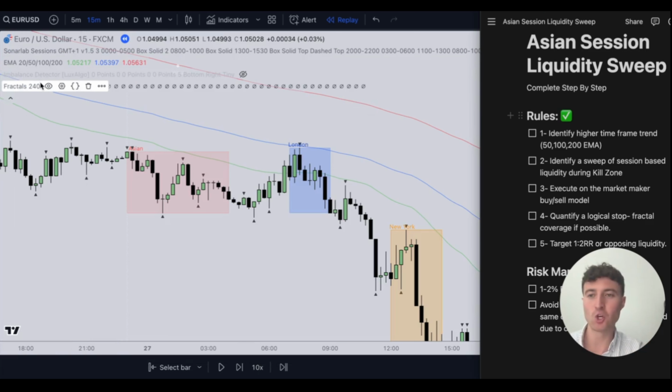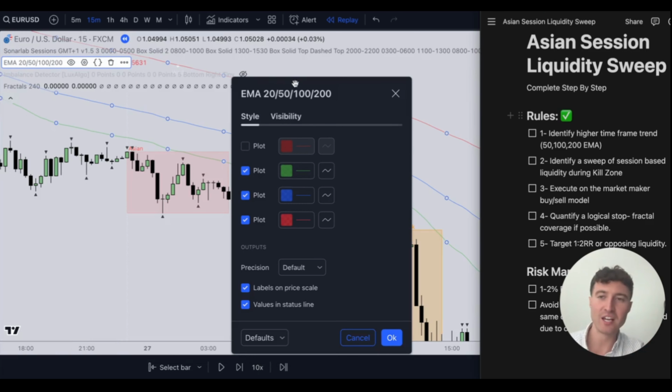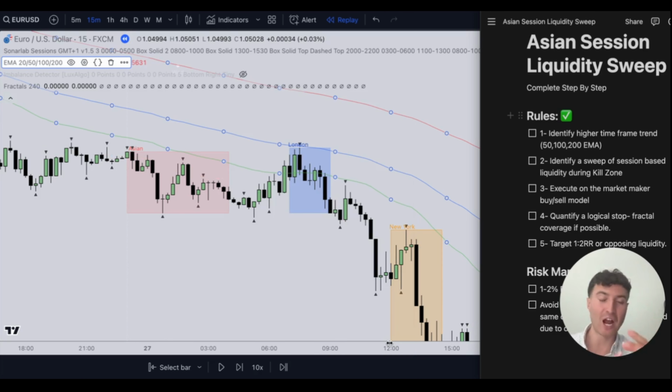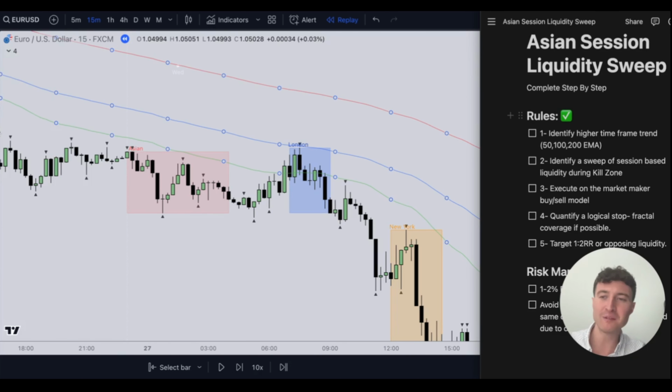Once you've added that to your charts, if you open up the indicators, you only want to add the 50, the 100, and the 200. You don't want to check this top one, which is the 20. We don't need that, okay? So just the 50, the 100, and the 200, that gives us our directional bias. And you're going to ask, how do we understand our directional bias using the moving averages? Very, very simple. The green one is the 50.